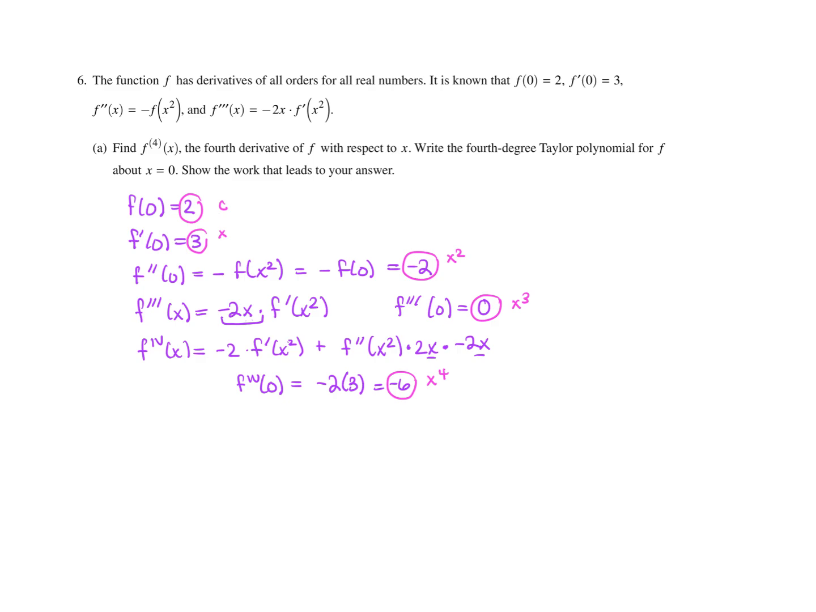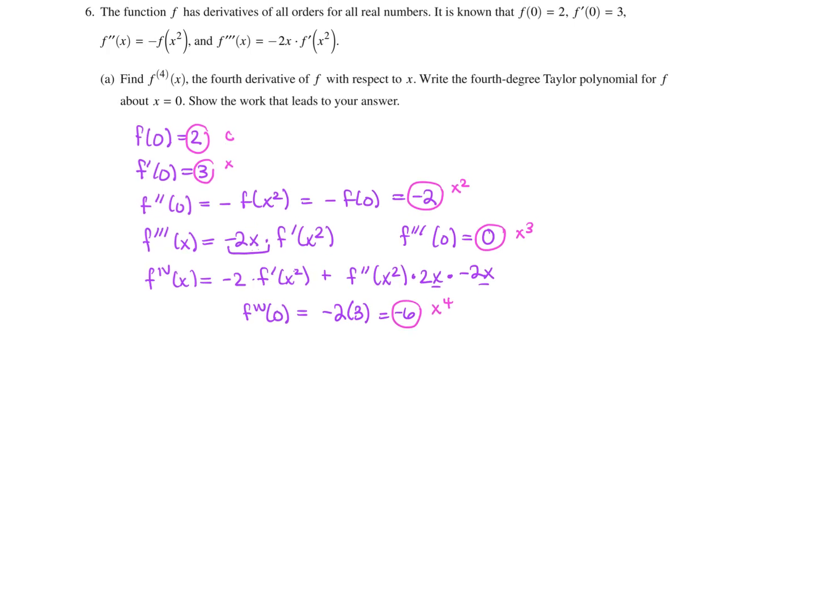So the next thing it wanted us to do was write out the Taylor polynomial. Remember, the Taylor polynomial form: if we wanted the P4 Taylor polynomial, it would be f at 0, f prime at 0 times x. The second derivative, the second power, the second factorial. The third derivative, the third power, the third factorial. The fourth derivative, the fourth power, the fourth factorial. And now we fill everything in.